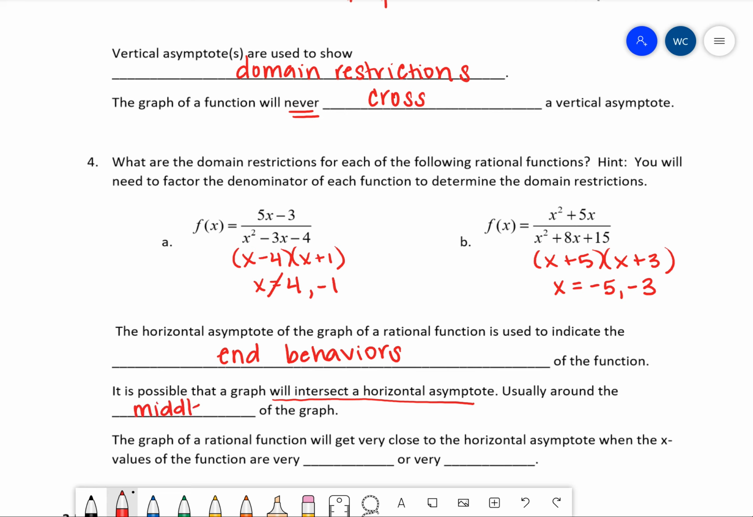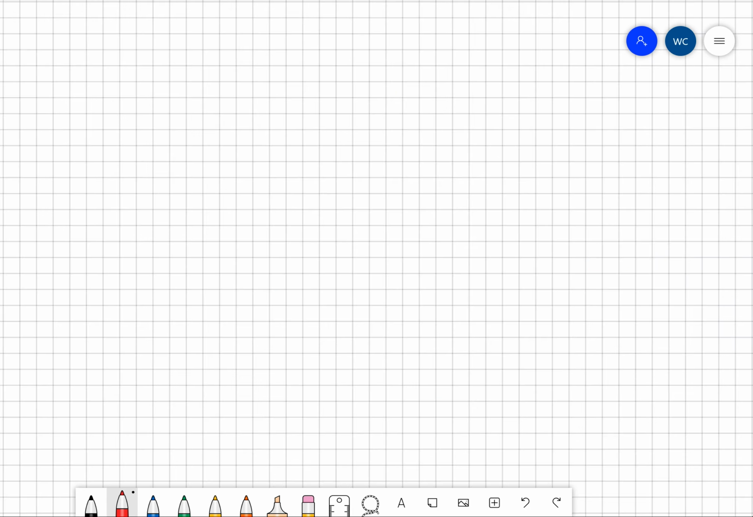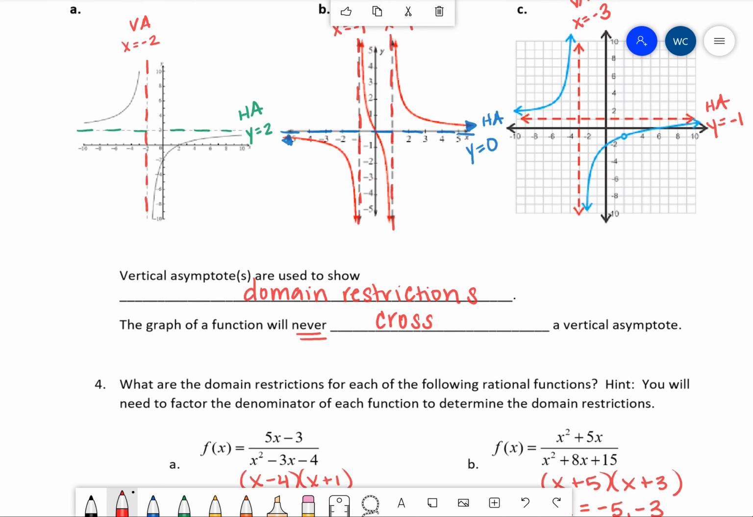Now, if we were to go up to question B, you will notice that it crossed in the middle. You notice that it crossed in the middle of our graph right here.